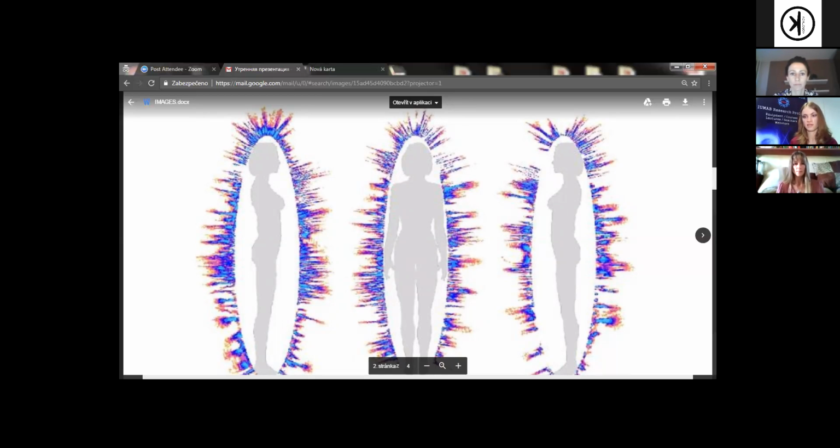And if such a situation lasts for a long time, it can lead to chronic diseases in the areas which are close to those holes in the energy.